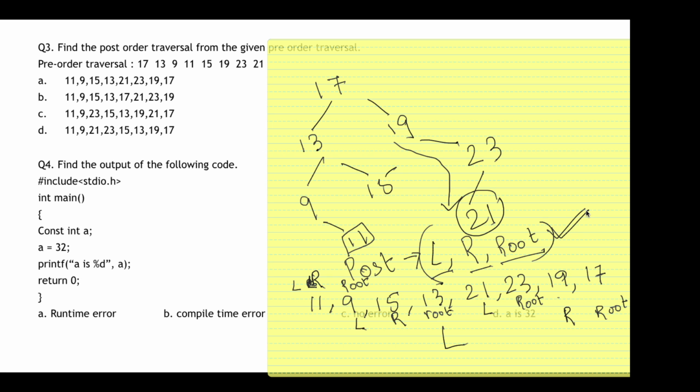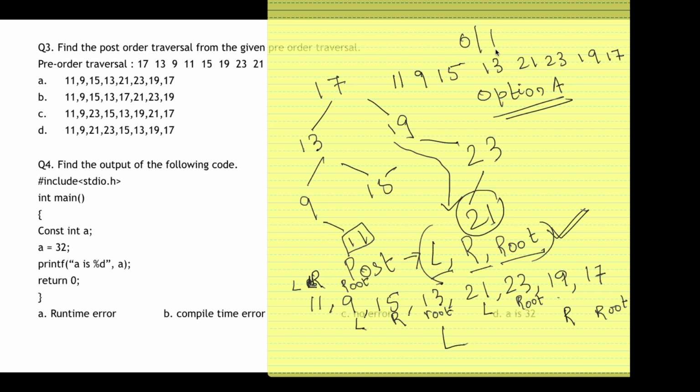So let's see where our answer matches: 11, then 9, then 15, then 13, then 21, then 23, then 19 and then 17. So I think that is in option A. Okay, so option A is our answer, and this is the output. This is the post order traversal.